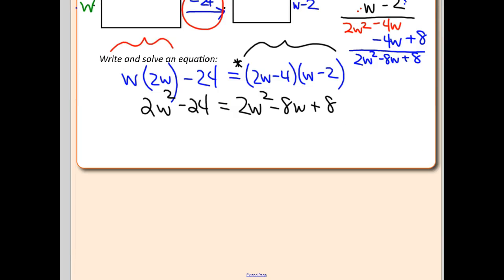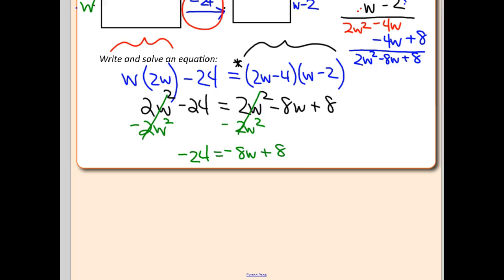What do you think we should do next? Yeah, did you notice those 2W squareds on both sides? So let's use our properties of equality and get rid of them, because what I do to one side, I do to the other. So we're left with negative 24 equals negative 8W plus 8.